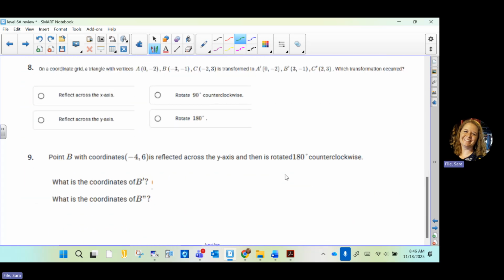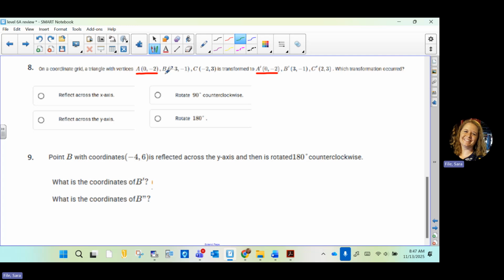All right, number 8. On the coordinate grid, a triangle with vertices A, B, C is translated to A prime, B prime, C prime. Which transformation occurred? Okay, so let's look at the corresponding points. So A to A prime. Did anything change there? Between A and A prime? Those are exactly the same. Nothing changed. Okay, so that doesn't really help us.